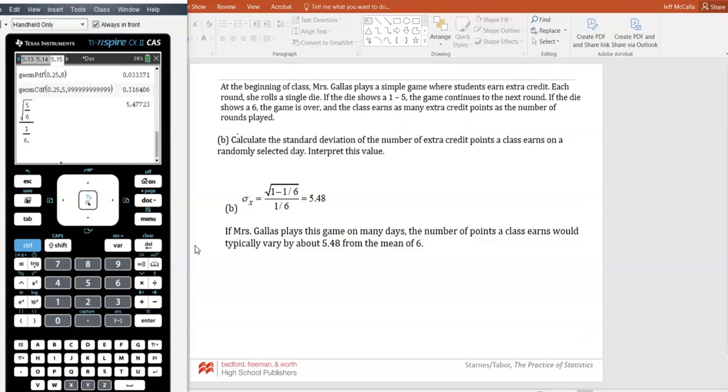Calculate the standard deviation, interpret this value. So typically, the amount of extra credit points earned will vary by about 5.47 from the mean of 6, in this setting if many trials were performed. Okay, that's your lesson for today.